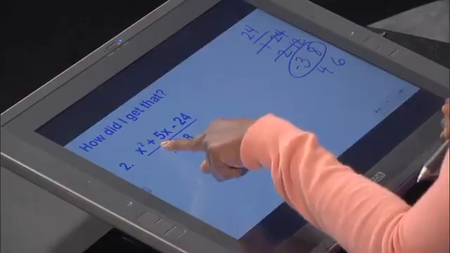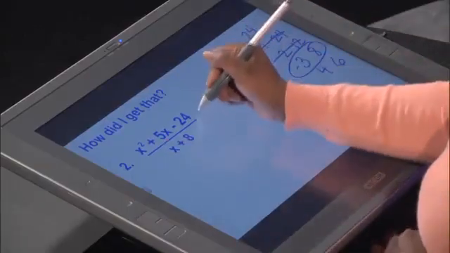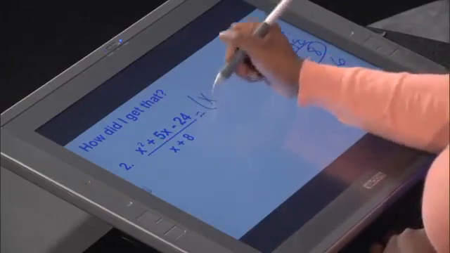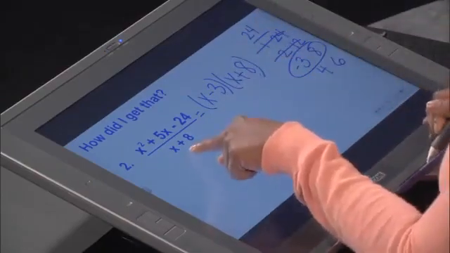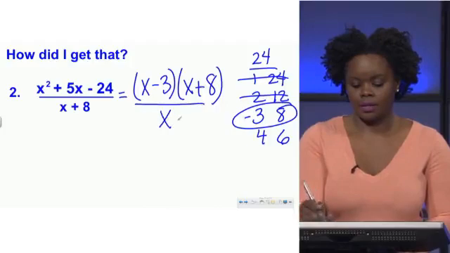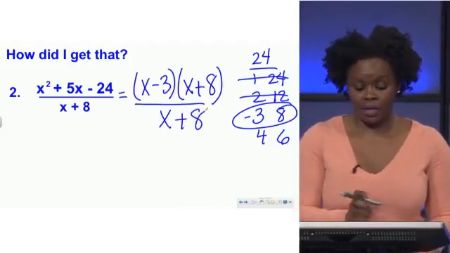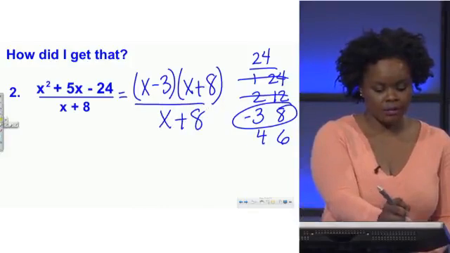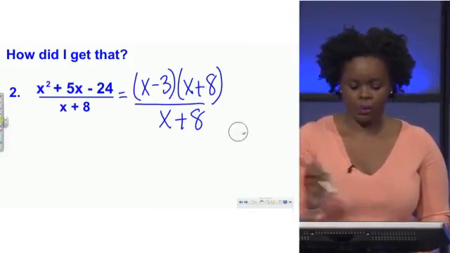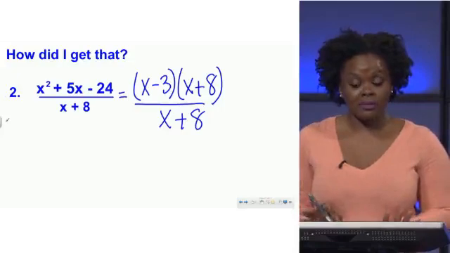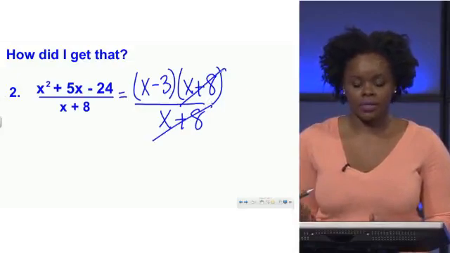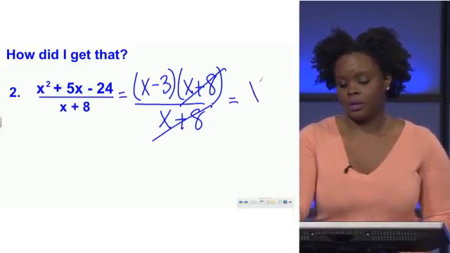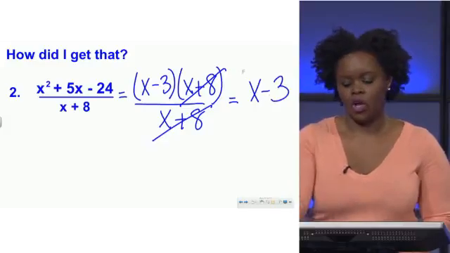So I'm going to replace that trinomial in my numerator and write it by its factors: x minus 3 and x plus 8. And then I still have my denominator, x plus 8. I'm going to get my scratch work out of the way so it doesn't get confusing. Now you're at the part where you start crossing stuff out. That x plus 8 is common, so I can cancel that out. And I'm left with x minus 3. And you're all done.